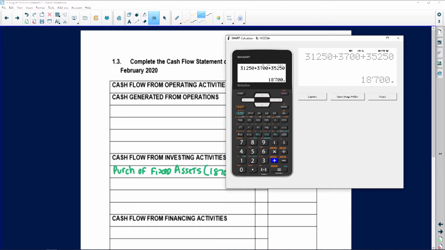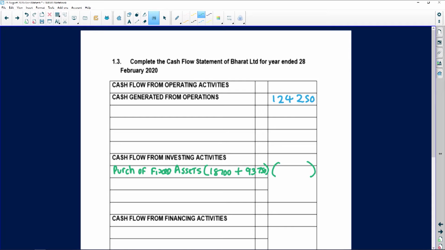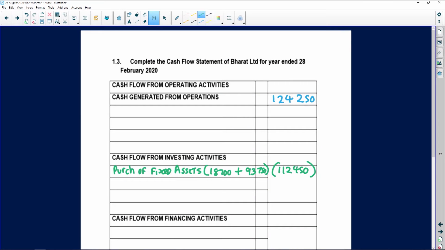So if we just add plus the 93,750, that is giving us an amount of 112,450. So let's fill that in, 112,450 in brackets because it's an outflow of cash. Right, because I also looked at the sale of equipment.